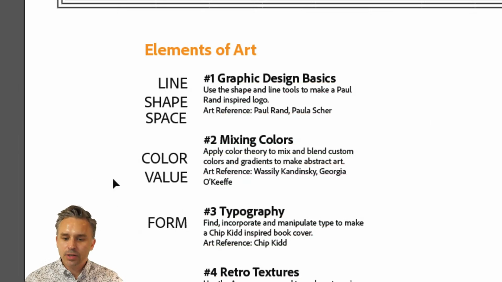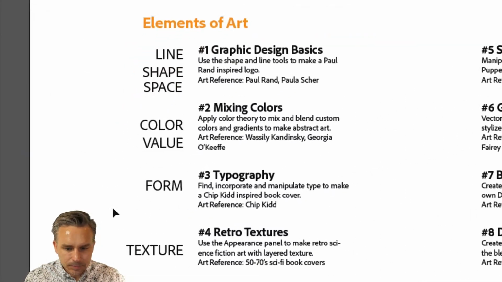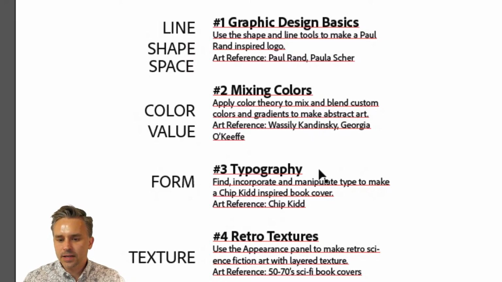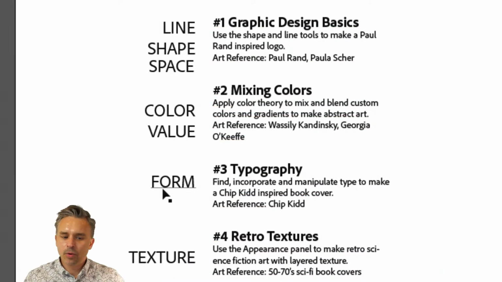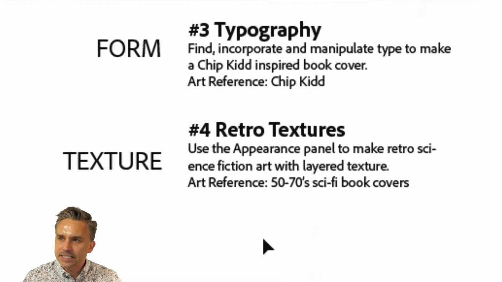We'll get into color and value, which is largely like Georgia O'Keeffe would be a good example. But color goes for everyone, whether it's Monet or all these people, right? Kandinsky does a lot of splotchy art type work. We'll get into form. What does typography do? It actually lends personality to form, which makes it even more interesting. We'll get into some fun textures, and we'll do kind of a retro texture sci-fi book cover by this weekend.